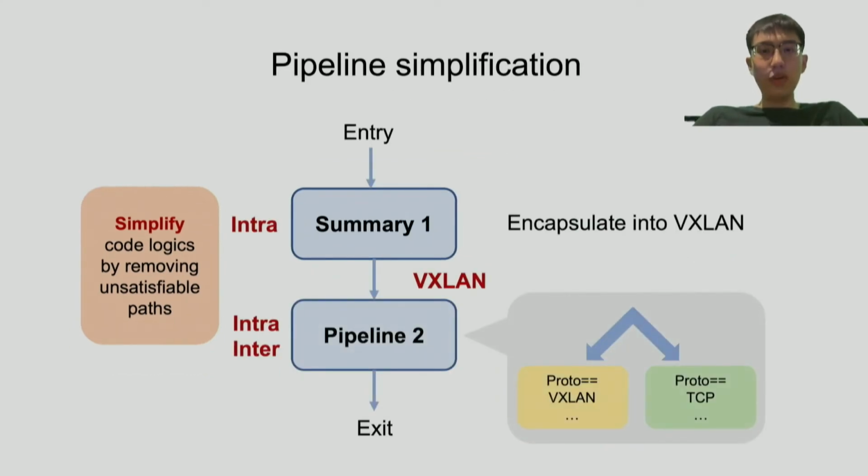Next, we are going to simplify Pipeline 2. Similar to Pipeline 1, we can use intra-pipeline redundancy elimination to remove invalid paths in Pipeline 2. But it seems that we miss that all packets after Pipeline 1 are VXLAN. Intra-pipeline redundancy elimination only has an intra-pipeline perspective. It has no idea about what the packet sent to the pipeline might be. So we can use an inter-pipeline technique to further simplify Pipeline 2.